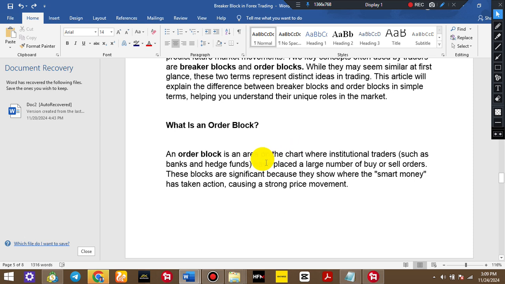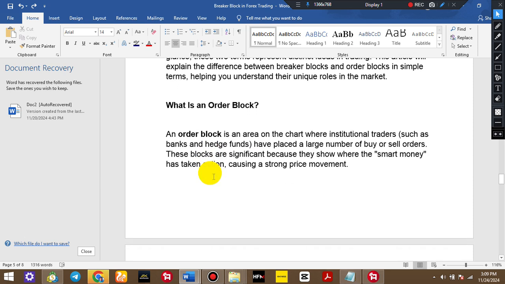Before now, if you've not watched the video I made about order blocks on my channel, kindly look for that video and watch it so that you have more and deeper knowledge about how you can identify a good order block and what the characteristics of order blocks are.